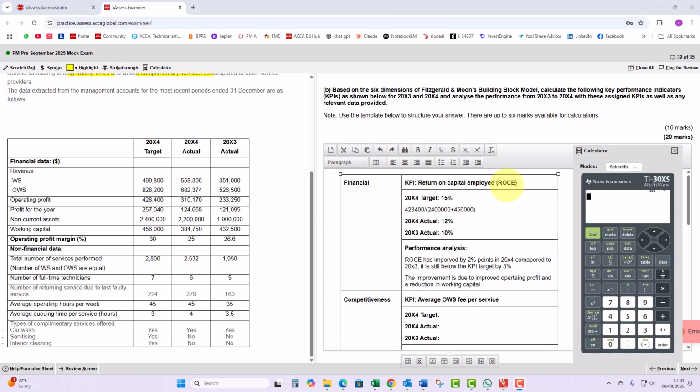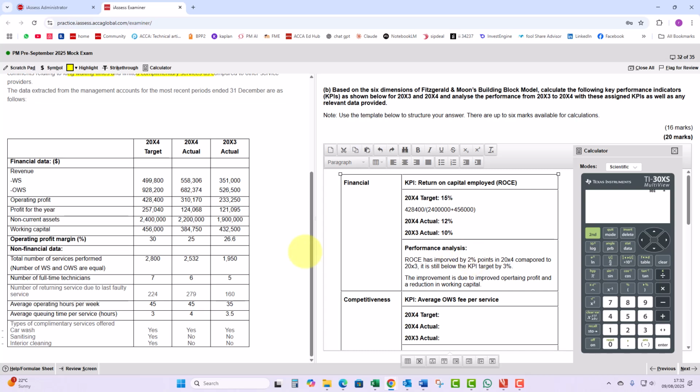So I've done my calculation for return on capital employed. I've got 15%, 12% and 10%. I've shown the workings for the target, and I've made a comment which should score a mark. I've written that it's improved by 2 percentage points in 20XT4 compared to 20XT3, and it's still below the target. That probably isn't enough to score a point. All I've done is rewritten the numbers with a sentence, but that opens up an opportunity for me now to add value.